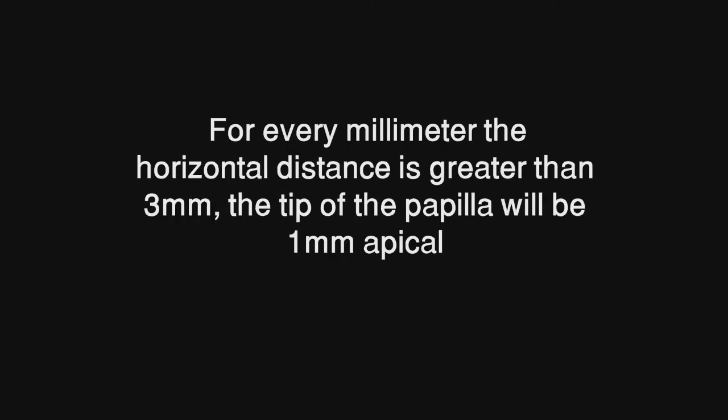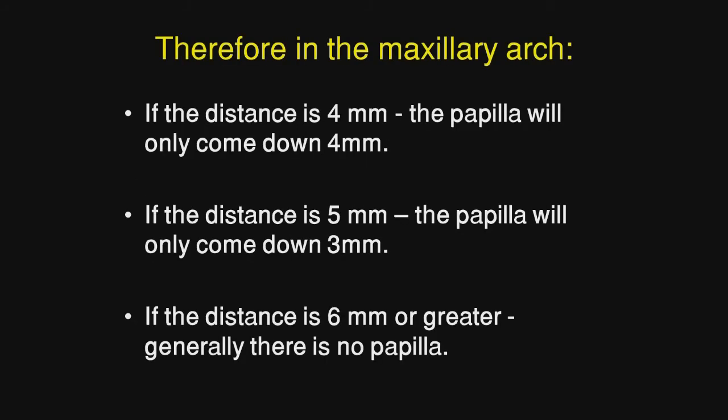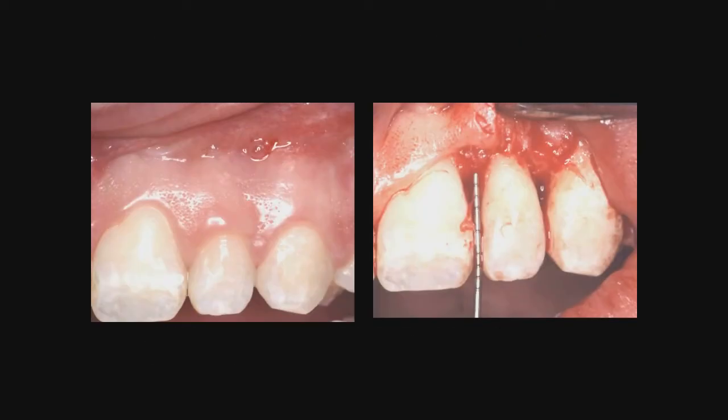For every millimeter the horizontal distance is greater than 3 millimeters, the tip of the papilla will only come down 1 millimeter apical. So, if the distance is 4 millimeters across rather than 3, the papilla will only come down 4 millimeters. If the distance between the two adjacent teeth is 5 millimeters, the papilla will only come down 3 millimeters. And if the distance is 6 millimeters or greater, then you will have no papilla.